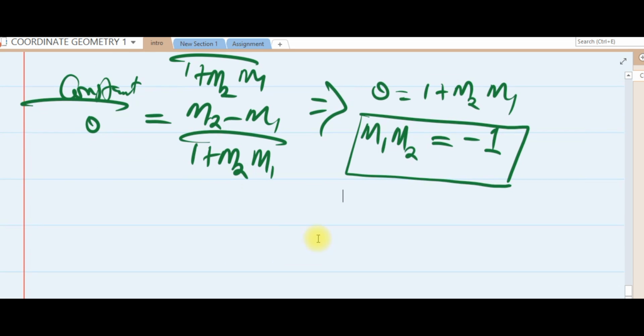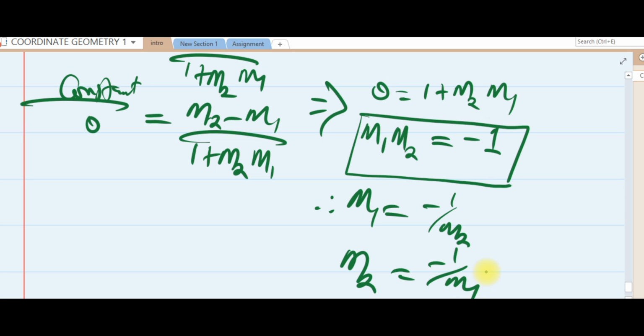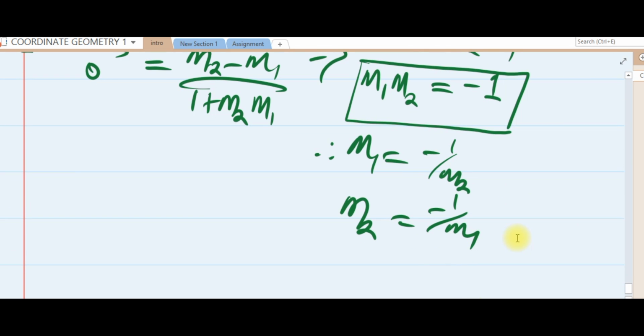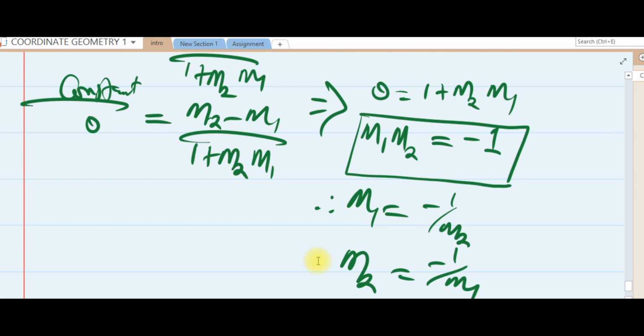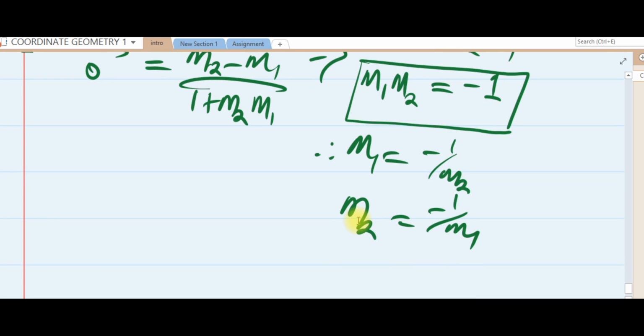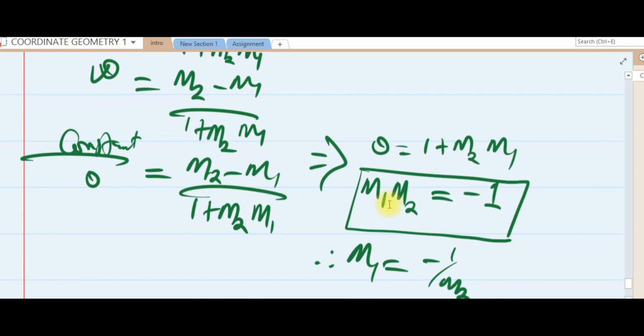Meaning that you can use it to get each of them. Therefore m1 is minus 1 over m2, and also m2 is minus 1 over m1. So this information will help us to solve a lot of questions in coordinate geometry. So let's now solve exam questions on all these analyses I've done.